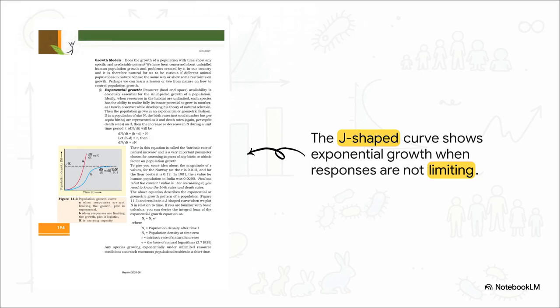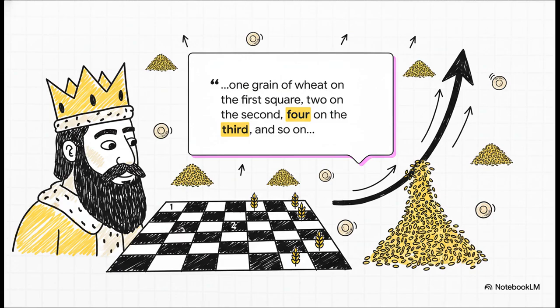This is the visual fingerprint of unchecked exponential growth. If you want to feel how powerful this is, think about that old story about the king and the chessboard. The minister just asked for 1 grain of wheat on the first square, 2 on the next, 4 after that, just doubling each time. The king thinks it's a bargain, but he didn't realize that doubling is exponential growth. Before he was even halfway across the board, the amount of wheat was more than his entire kingdom could possibly produce. That's the deceptive, mind-blowing power of the J-curve.